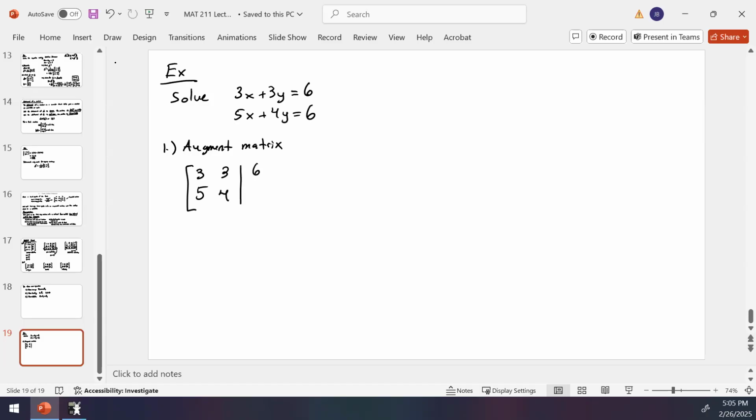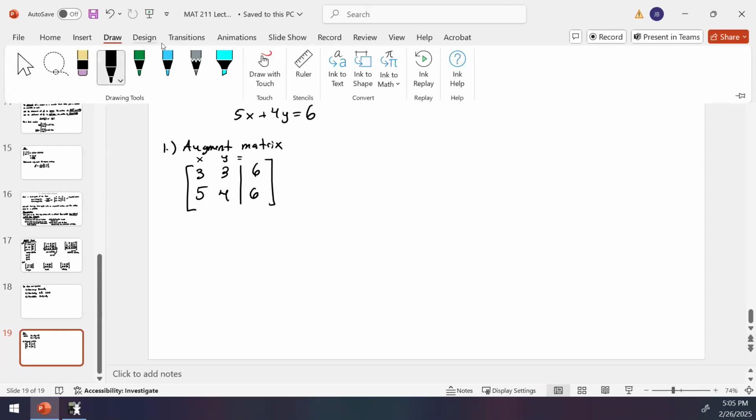Equal sign 6 and 6. That's your x, that's your y, that's your equal sign. If you can, this is not a requirement, make the top left corner the number 1. You don't have to. But if you can, go for it because it'll make your life easier, especially when the matrix gets bigger.